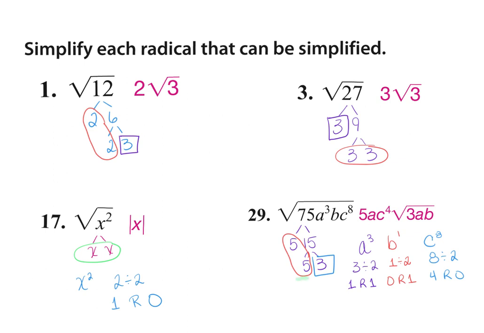We had a 5 that came out. 1 of your A's came out. None of your B's came out. And 4 of your C's came out. So we have 5A, C to the 4th. On the inside of this radical, we had a 3 that stayed in, which is where we got that. 1 of our A's stayed in, which is where we got this. And 1 of our B's stayed in, which is where we got that. None of our C's stayed inside.